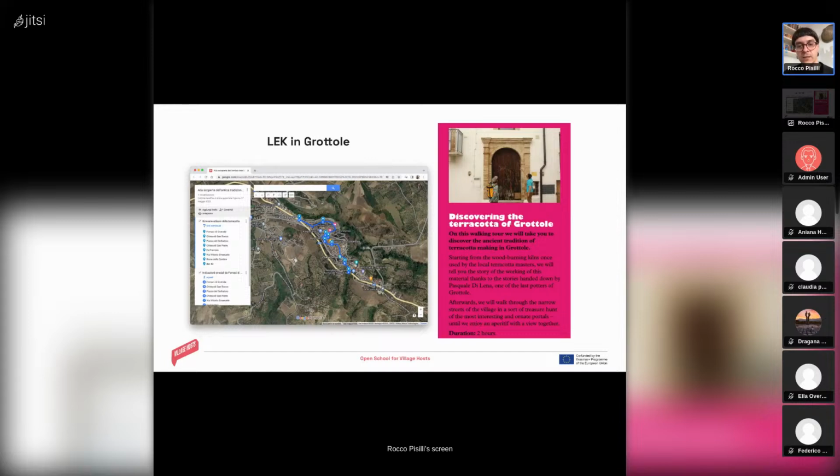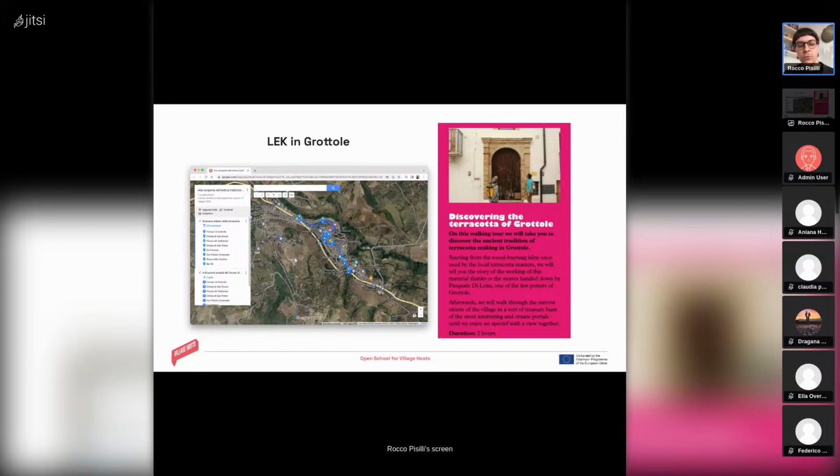And he has a really interesting story. He used to work in manufacturing, because in the 50s some industries arrived close to Grottole. When he was 40 years old, he decided to quit his job and go back to the family tradition of working with terracotta. So it was really interesting to have this conversation with him, to interview him.